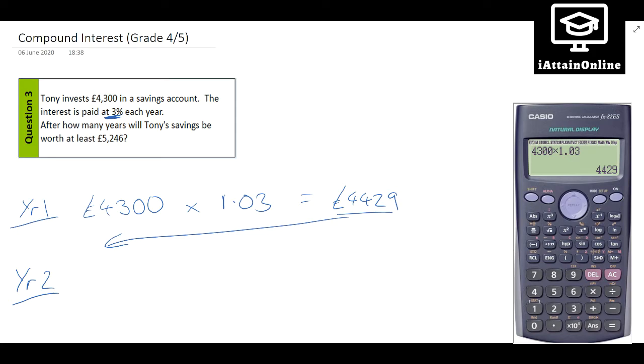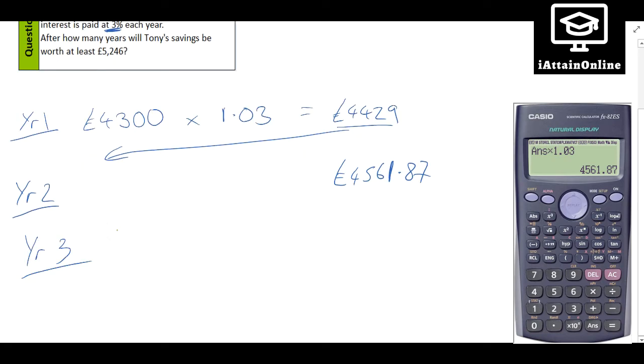So if I then press times again, 1.03, the answer we've got stored in the calculator here is that 4,429. And remember, that becomes what we had at the start of the second year. So if I press equals again, that tells me how much he has at the end of year 2. So I could just write 4561.87.